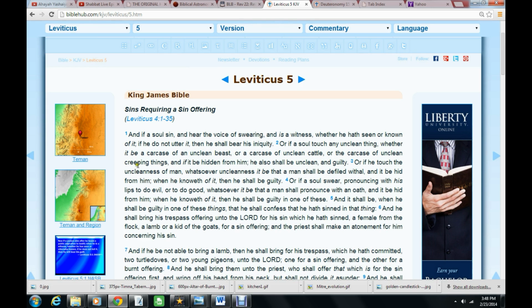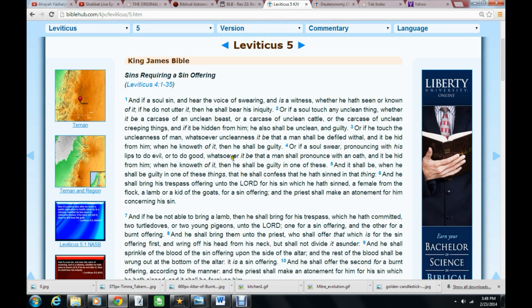Or if he touch the uncleanness of man, whatsoever uncleanness it be, that a man shall be defiled withal, and it be hid from him, when he knoweth of it, then he shall be guilty. Or if a soul swear, pronouncing with his lips to do evil, or to do good, whatsoever it be that a man shall pronounce with an oath, and it be hid from him, when he knoweth of it, then he shall be guilty in one of these. And it shall be, when he shall be guilty in one of these things, that he shall confess that he hath sinned in that thing.